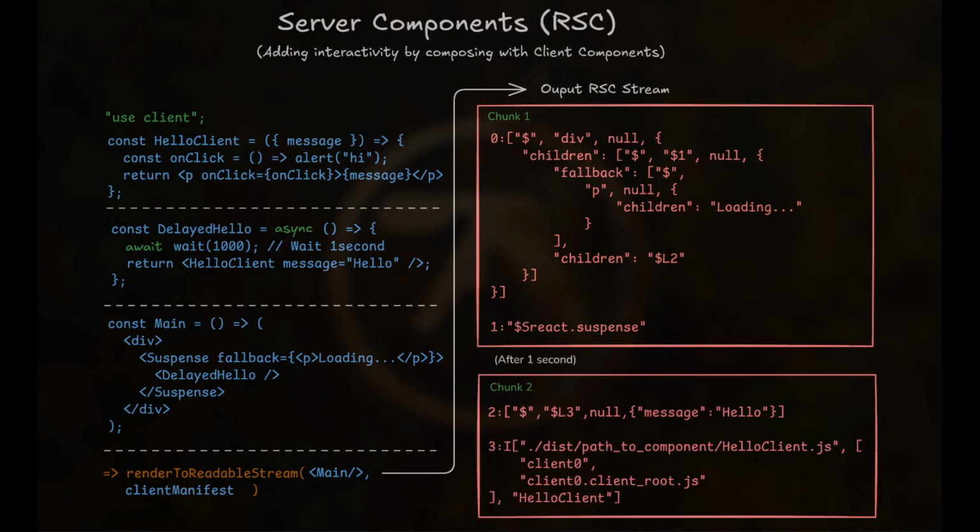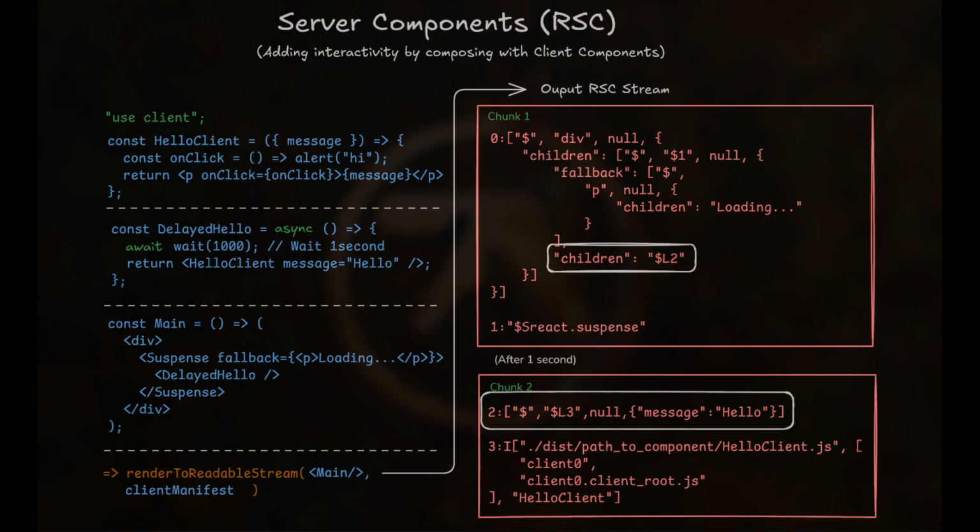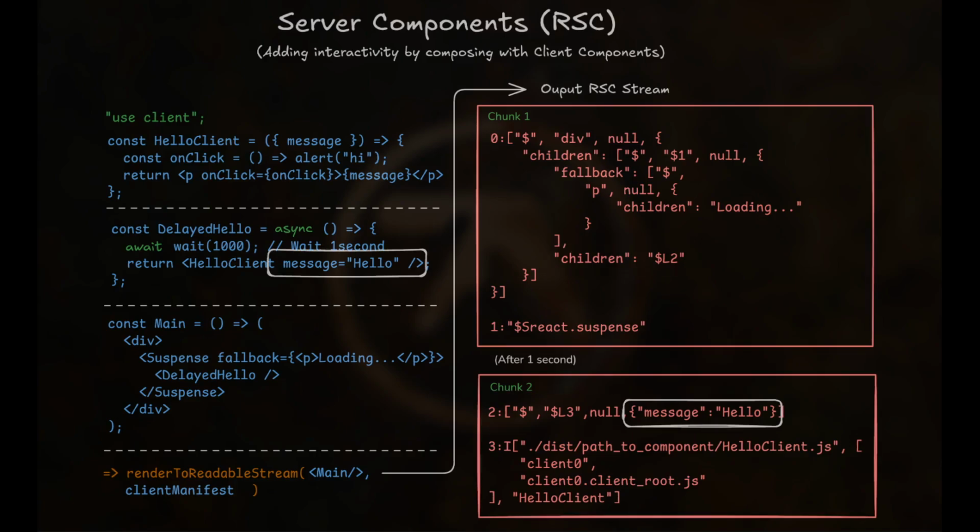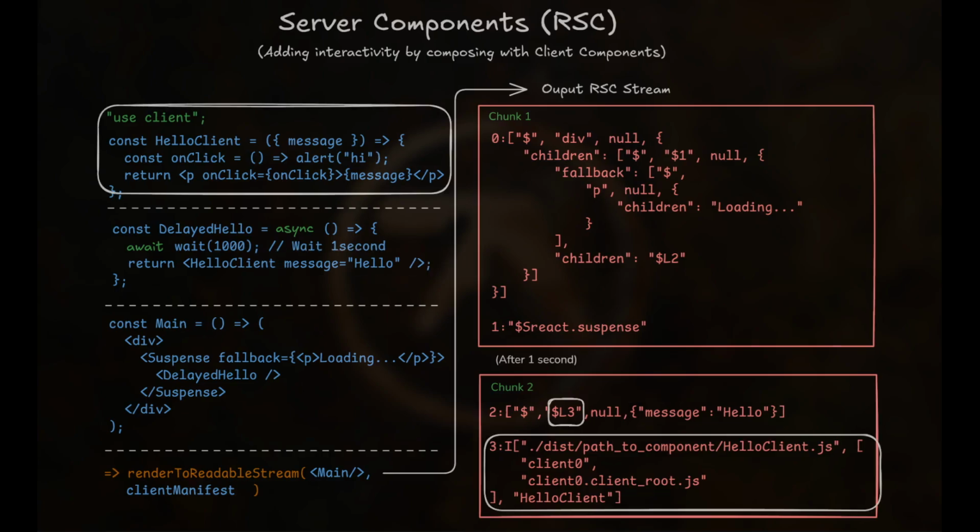We can look at the second key in chunk 2. It contains $L3, which is pointing to our client component, and we pass message as a prop to that component. If you look closely, message was actually rendered on the server as it is a part of the server component. The third key represents an instruction to load a client bundle, which will contain our hello client component. So when React parses this response on the client, it will fetch this bundle. So this is how we can compose client components with server components.